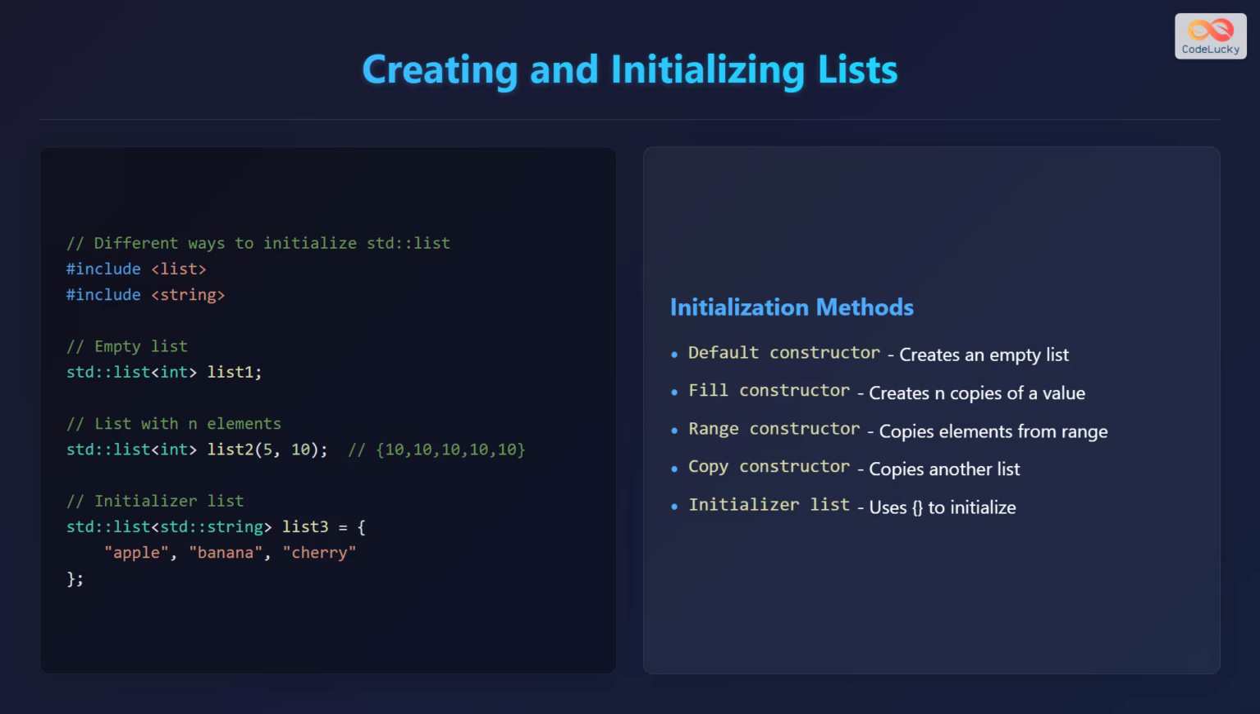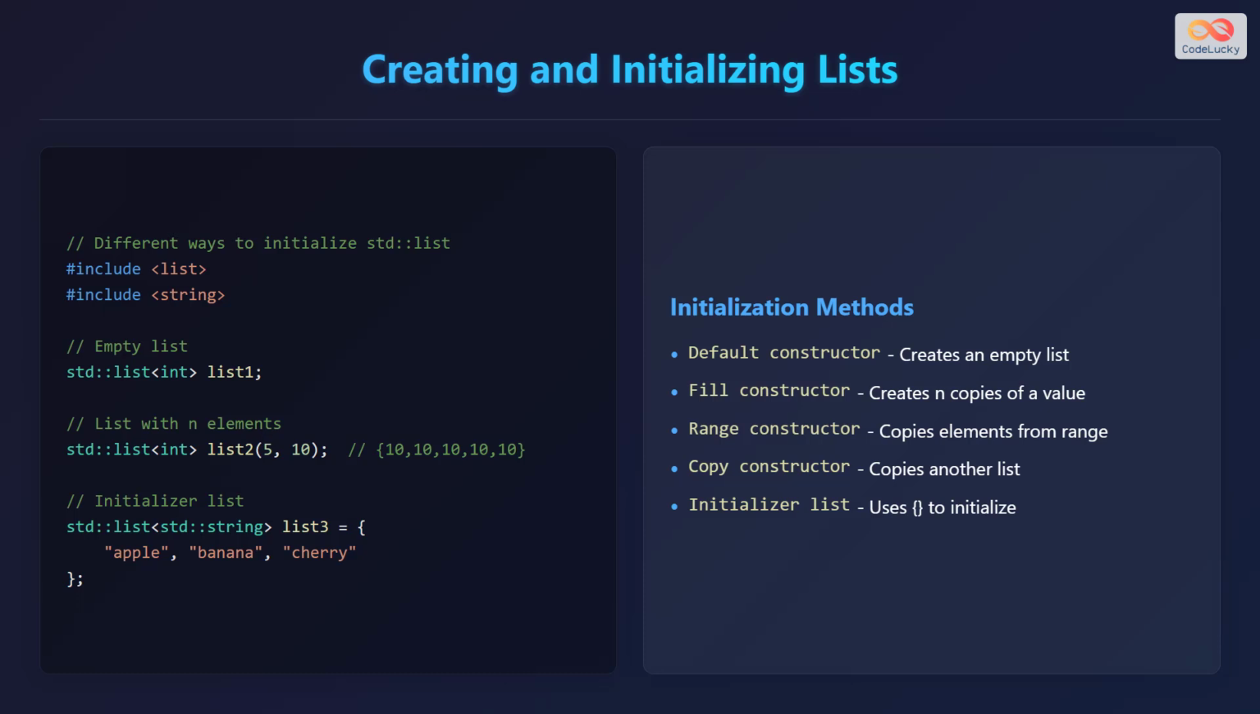Let's look at different ways to create and initialize std::list. First, we include the necessary headers, list and string. We can create an empty list like so: std::list of integers named list1. We can also create a list with n elements, all initialized to the same value: std::list of integers named list2, initialized with 5 elements, each with the value 10.